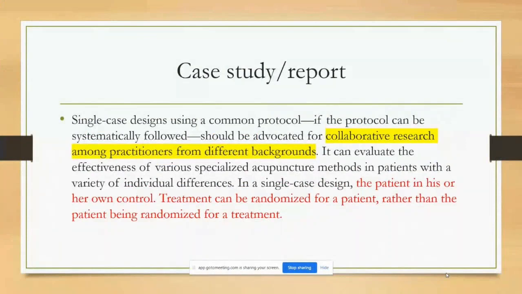The patient is his or her own control. In a case study report, the patient is his or her own control, and treatment can be randomized for a patient rather than the patient being randomized for a treatment. In the last lecture on RCT, we discussed that there are multiple patients and we need to randomize them, but the intervention is only single. But here the patient is single and we can randomize to different treatments. So the concept is totally opposite.